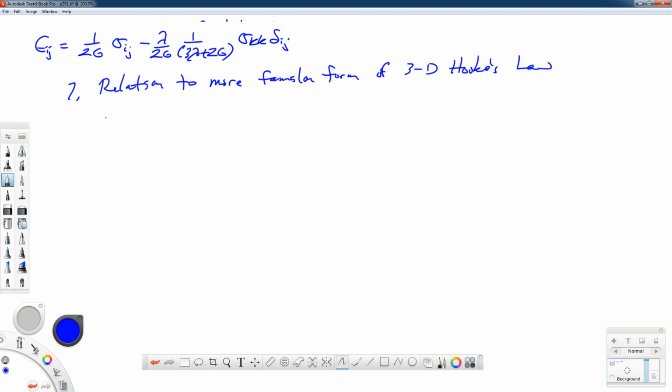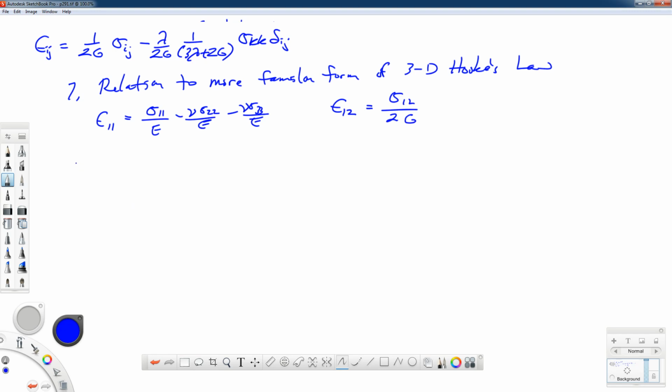Alright, now you may remember in undergraduate mechanics of materials, epsilon x, or epsilon 11, would be sigma 11 over E minus nu sigma 22 over E minus nu sigma 33 over E. And epsilon 12 would be equal to sigma 12 divided by 2G. Well, let's see how these things relate to one another with the expression that we have up here.